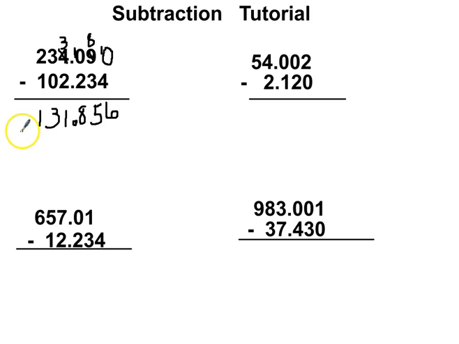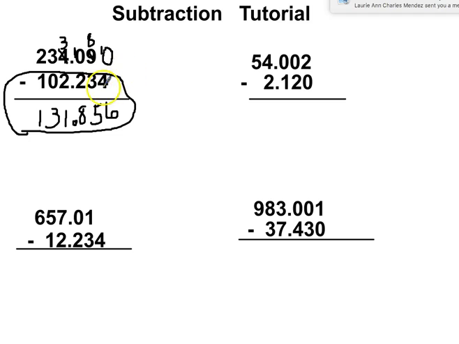Now, in order to check my work, I'm going to add the difference that I received when I subtracted and the number that I subtracted from. So, I have 4 plus 6, and that's going to be 10. 5 plus 8, 5 plus 3 is 8, plus 1 more is 9. 8 plus 2 is 10. Carry the 1. 2 plus 1 is 3, plus 1 more is 4. And I'm going to add my decimal point right here. And I have 3. 1 plus 1 is 2.